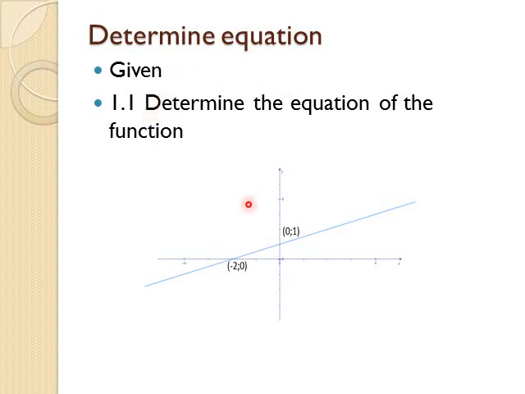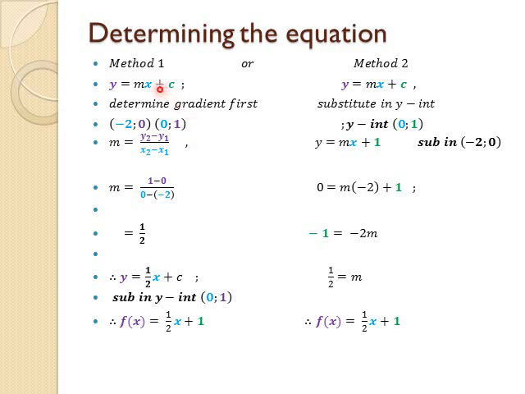Alright, so determine the equation given that f touches at (-2, 0) and (0, 1). That's called an x-intercept because it's making contact with the x-axis, and that there is called a y-intercept because it's making contact with the y-axis. Right, so follow the procedure.